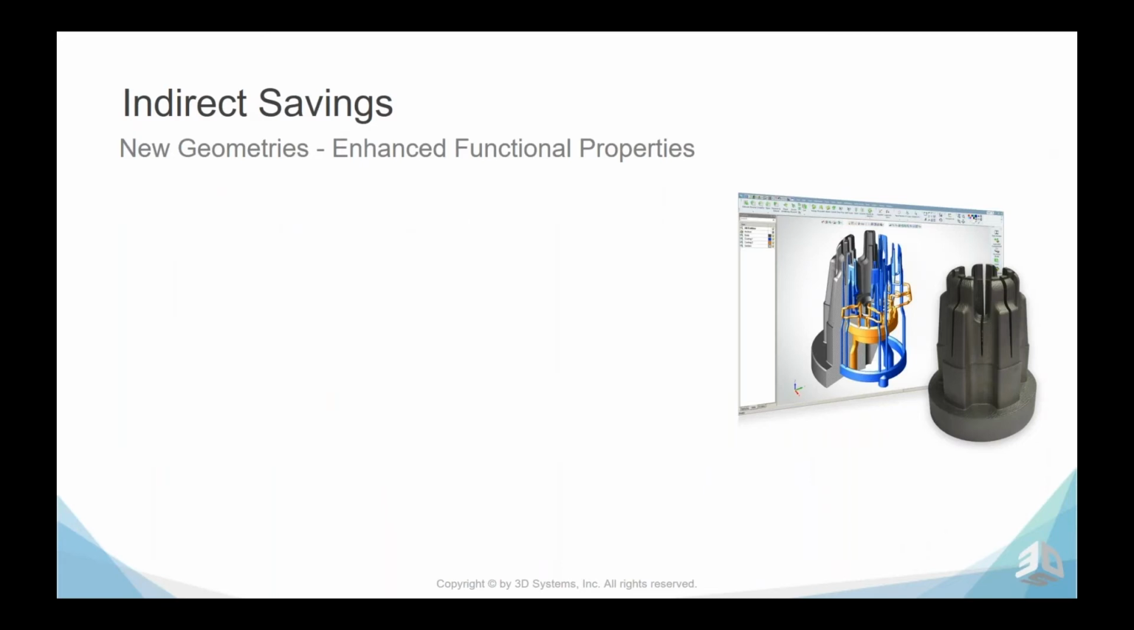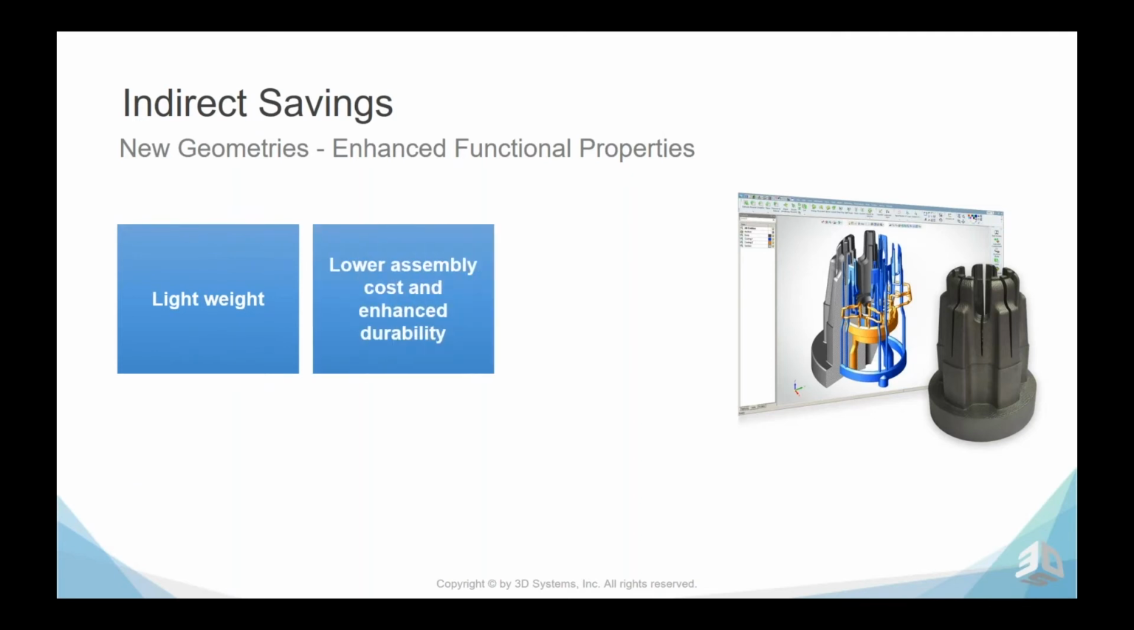I would like to stress one more time that the new geometries enabled by 3D printing and the enhanced functional properties they provide, like lightweight or part consolidation, are important not necessarily because of the direct savings, meaning lowering the manufacturing cost of the part. They are important because of the indirect savings that can range from fuel savings to patient quality of life, in the case of lightweight, for example, lower assembly cost and enhanced durability in case of part consolidation.